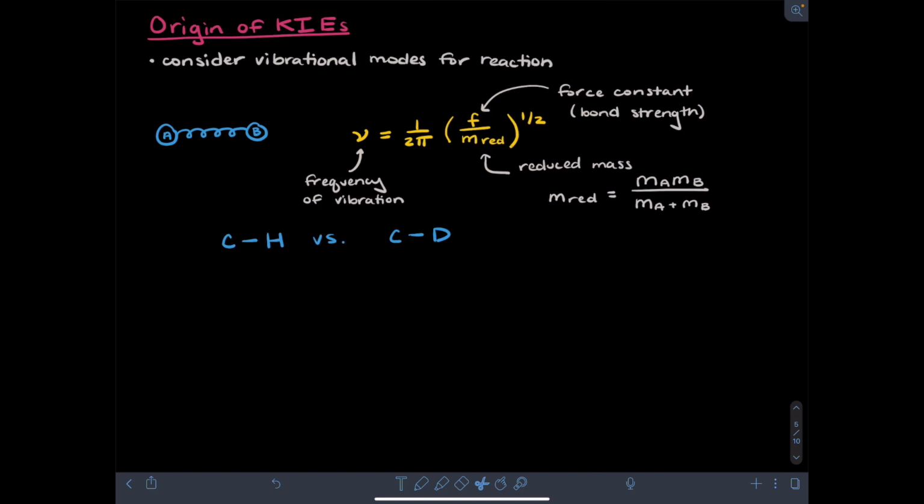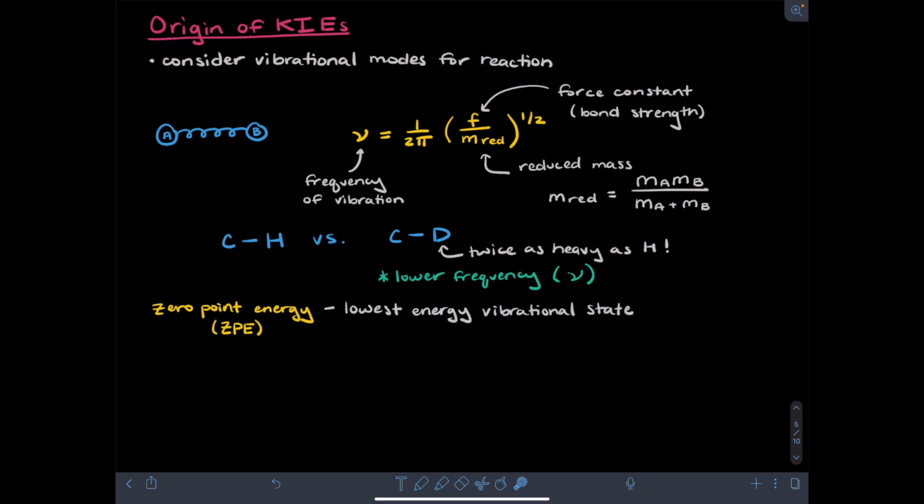So let's consider we want to look at the vibration of a CH bond compared to a CD bond. Deuterium is twice as heavy as hydrogen, so it would have a larger reduced mass. Because the reduced mass appears in the denominator, the heavier your mass becomes, the lower the frequency becomes.